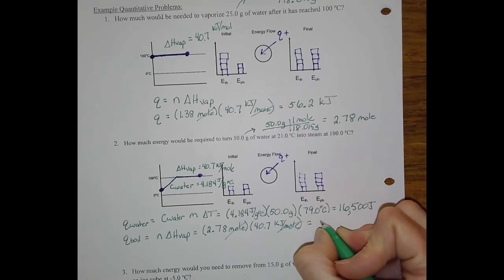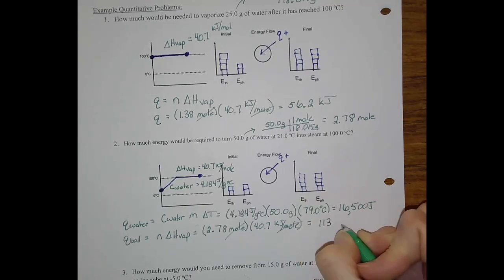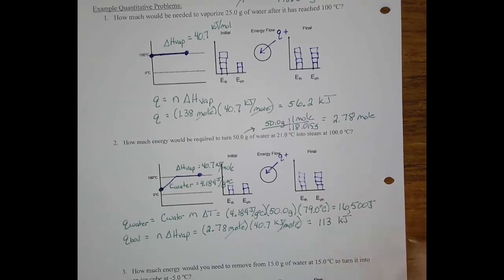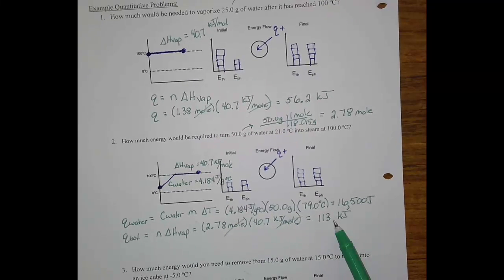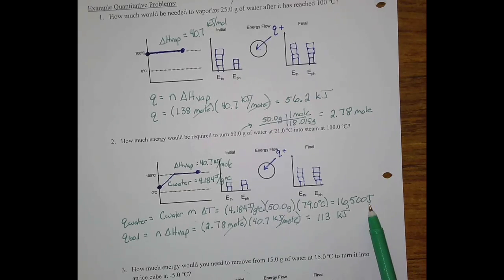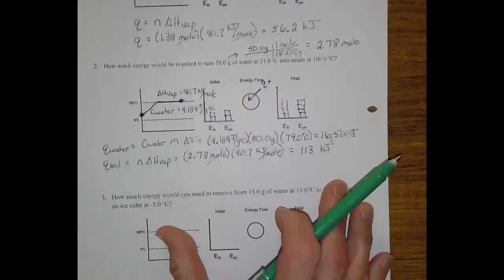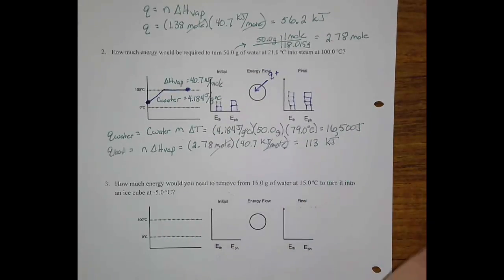And keeping three significant figures, 113 kilojoules. Q for the whole process is the sum of these two numbers, but we have to put them into the same unit system first. So we're going to have to divide this one by 1,000 before we can do anything with it, because we can't add joules and kilojoules.